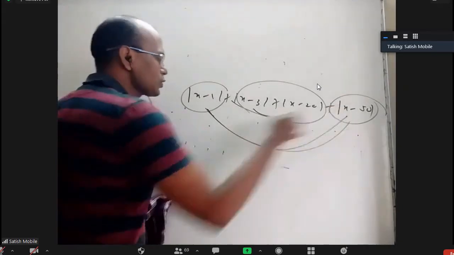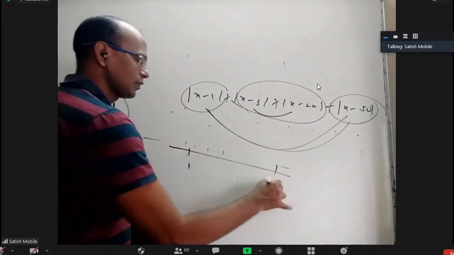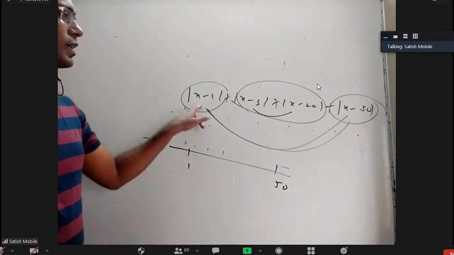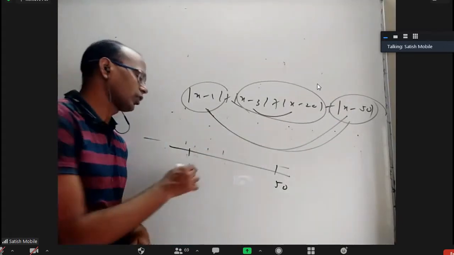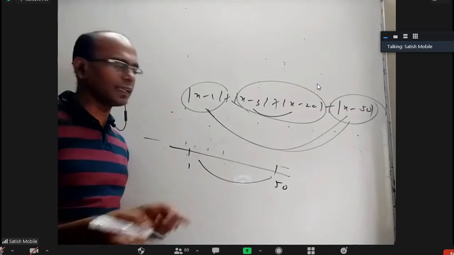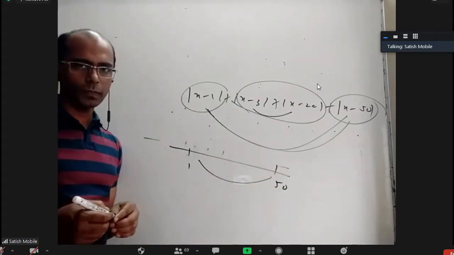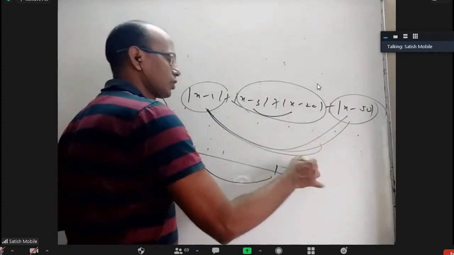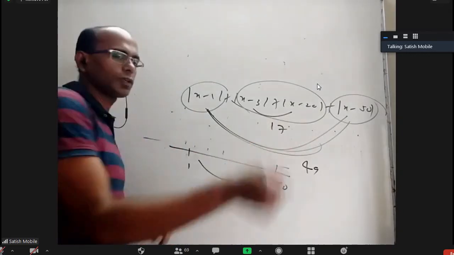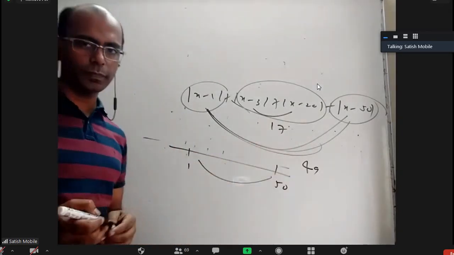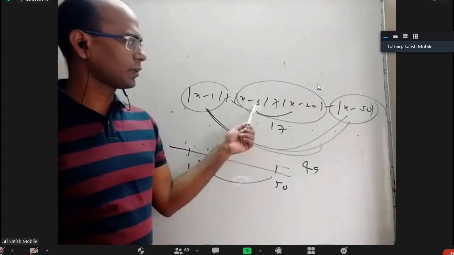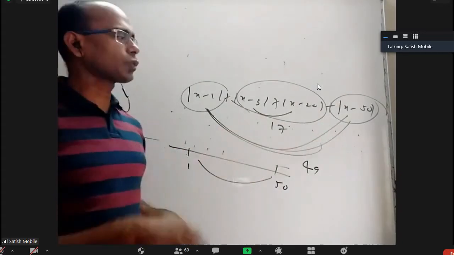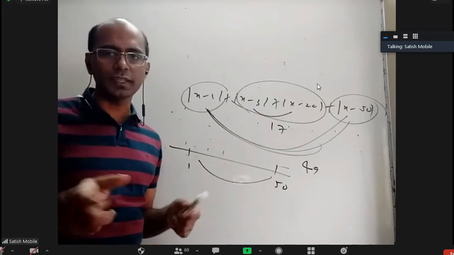If you come to these two and take 1 here and 50 here, what is the sum of these two? What is the minimum value? 49. And that can happen for any x value between 1 and 50. So this minimum is 49. This minimum is 17. The total minimum is 49 plus 17. And this minimum will happen for every number between 1 and 50. This will happen for every number between 3 and 20. The total minimum will happen for 3 to 20 because that is the intersection of the two intervals.